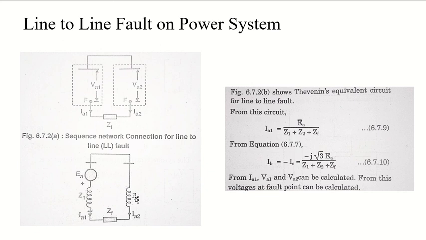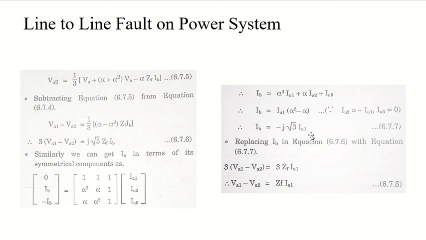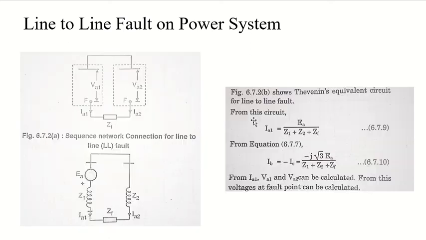And from the previous equation, the equation of IB, from this equation, you can find the value of IB simply substituting the value of IA in here. So it will be j into minus j into root 3 into the whole value of IA, which will be this. And now that you have your value of IB, in the same way from IA1, VA1 and VA2, you can also calculate these values, and from this the voltages at the fault point you can also calculate. So that was your line to line fault.